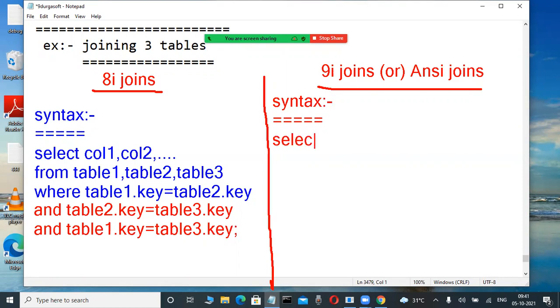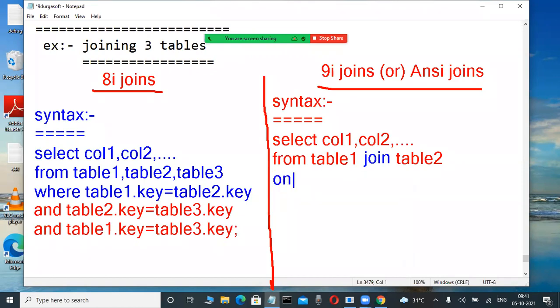Now select number of columns, column 1, column 2, any number of columns from table name 1. JOIN is a keyword. Here the JOIN keyword, here table 2, only the first two tables. Table 2 means table name. ON clause, here the joining condition: table 1 dot key is equal to table 2 dot key.